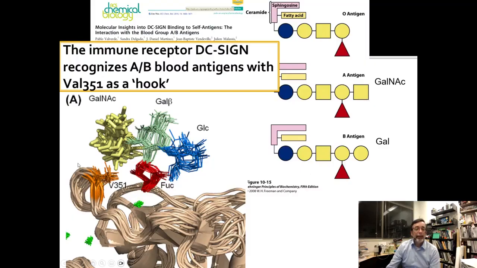But what it does is it uses this orange valine, which sort of sticks between the sugars here. And the NAc part, the N-acetyl group, is sticking up into the solution. So DC-SIGN doesn't care if you're A or B blood, but it probably will care if you're O blood, because it does interact with this yellow sugar, and people with O blood do not have that yellow sugar. Okay.